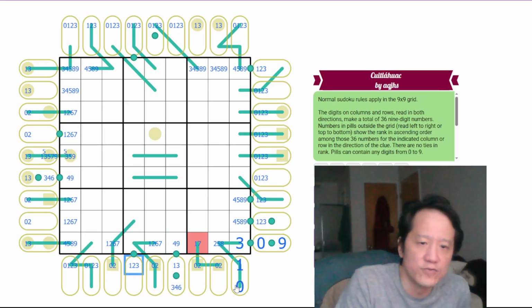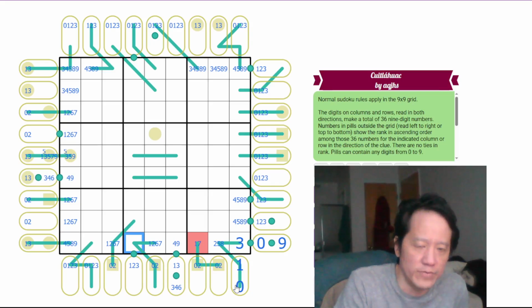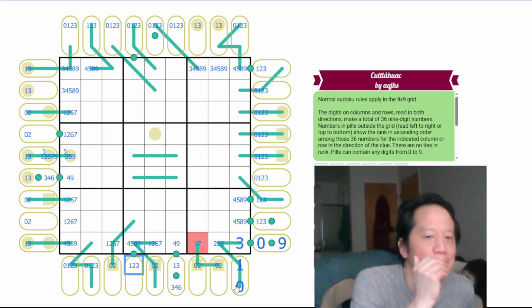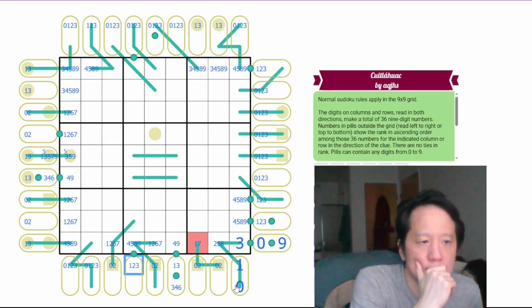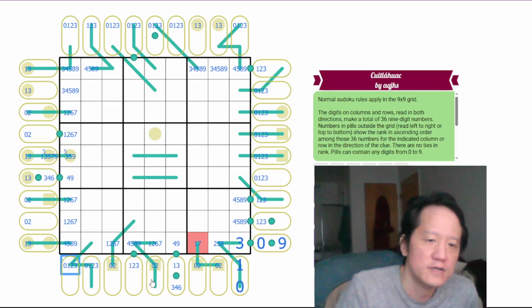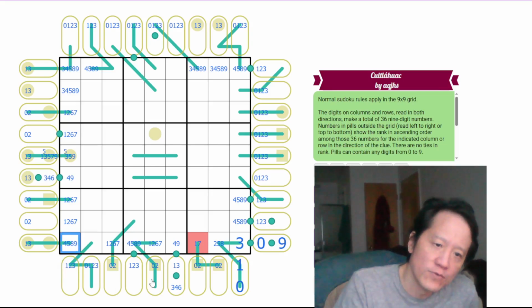This can't be 0 for the same reasoning. It could be 4, 5, 8, and 9 here, because these are the same set. This cannot be 0, because if this were 0, it would have to be 1, 2, or 3 as a start digit, which it's not. It's 4, 5, 8, 9. So it's 1, 2, or 3 here.